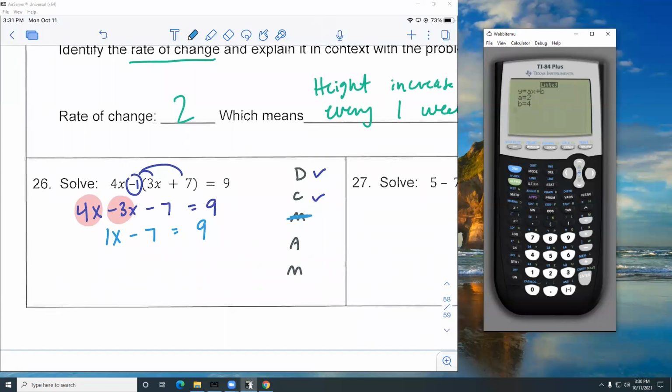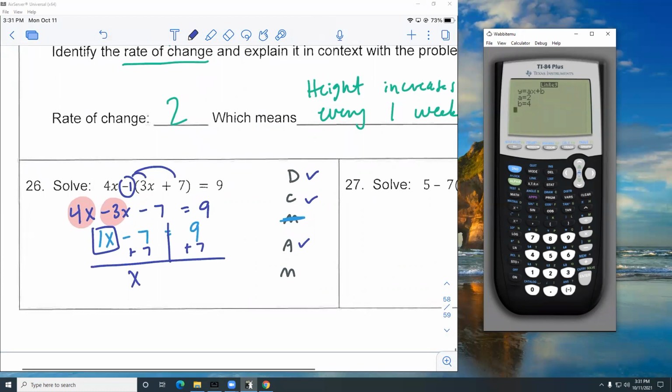I don't see any other variables to move over. So now I know that I'm just trying to get this x by itself. So I want to do the opposite of what I see. I see minus 7, so I'm going to add 7 to both sides. And I have 1x. 1x is the same thing as just x. So that's x equals 9 plus 7, which is 16. And that's your answer.